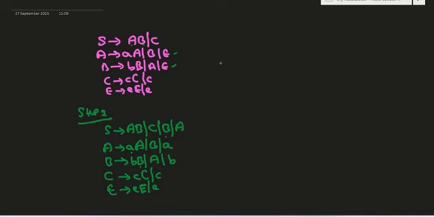Now we'll go for step 3. So what is step 3 here? Step 3, we have to eliminate all unit productions. Now, how to eliminate unit productions? What are unit productions? Anything you have in the form of a single non-terminal. What are the unit productions here?